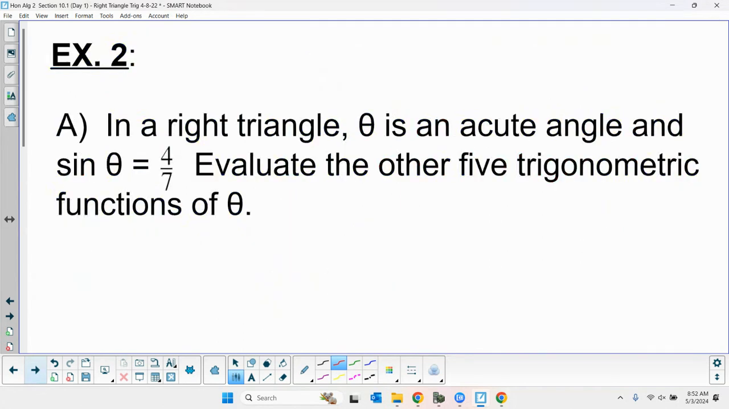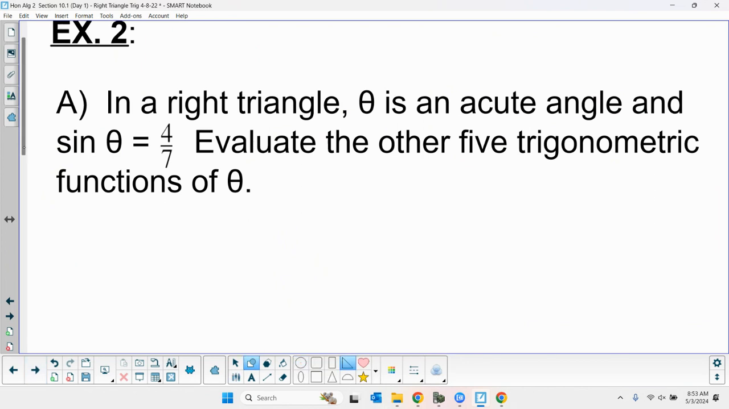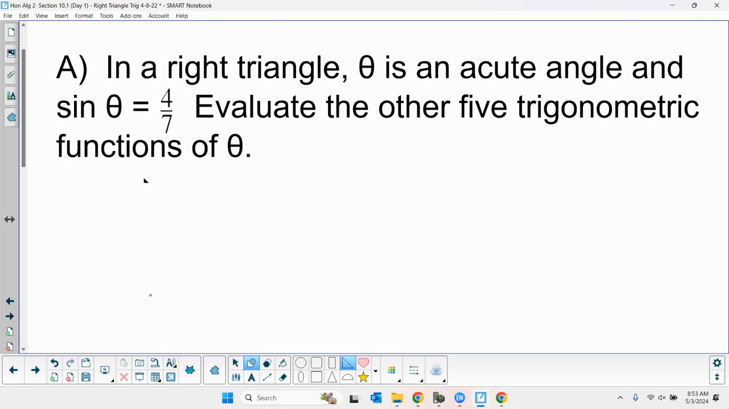Sometimes this is the same thing, but they don't give you the picture. You have to draw the picture. In a right triangle, theta is an acute angle. Sine of theta is 4/7. So you have to draw the picture. Okay? So we're going to draw the picture of our right triangle. Come on. Well, that didn't do any good. Well, we just won't do that then. I'll just draw it. I thought it would draw a nice one for me.